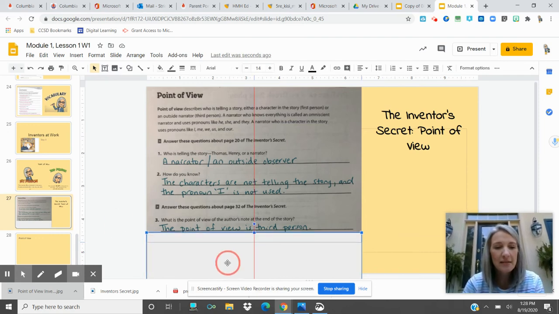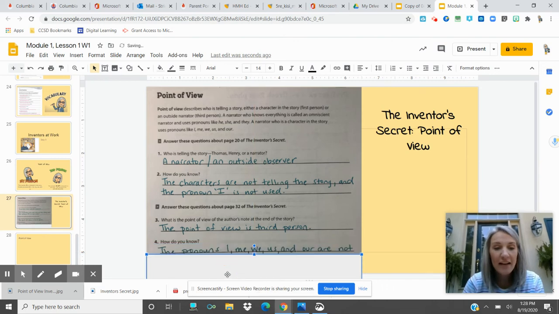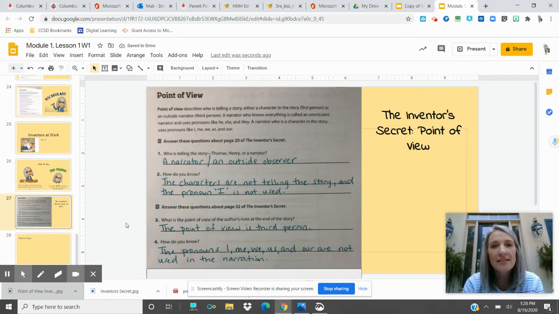And last, how do you know? Well, I kind of just went over it again. We know this because the pronouns I, me, we, us, and our are not used in the narration. Okay. You could also write that the author is not a character in the story. But again, it's important to note that if in the narration you don't see I, me, my, we, or us, it is definitely third person. But if a character is telling the story from their point of view and the character uses I, me, my, we, or us in the narration, then it is first person.